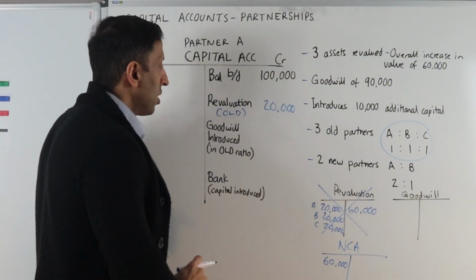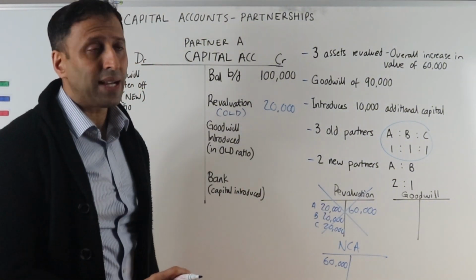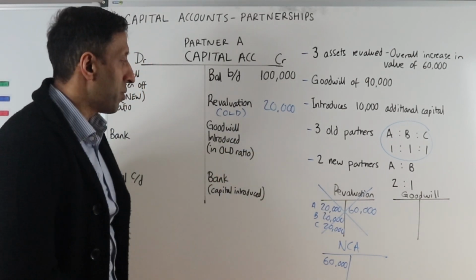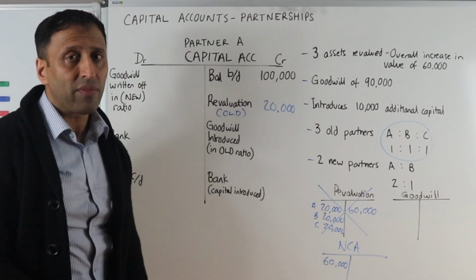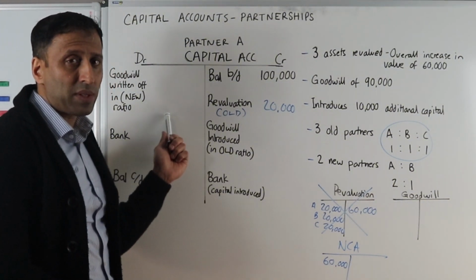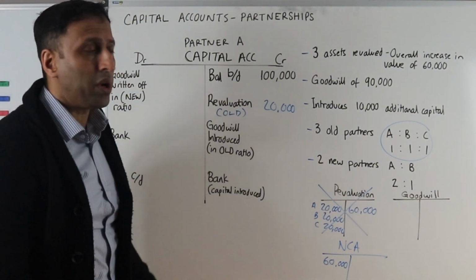And it would always go, if there's an increase in value of assets, on the credit side of the capital account in the old ratio. If there was a decrease in the value of assets overall, the revaluation would go on the debit side of the capital account, still in the old ratio.